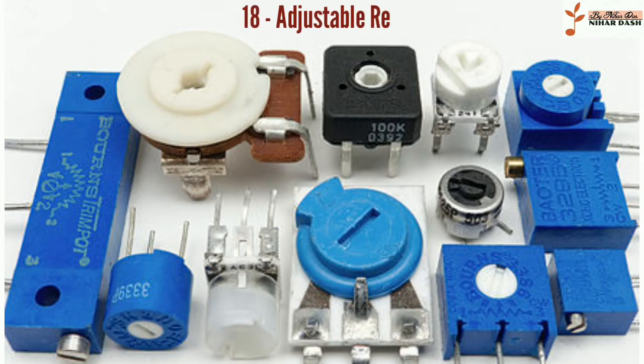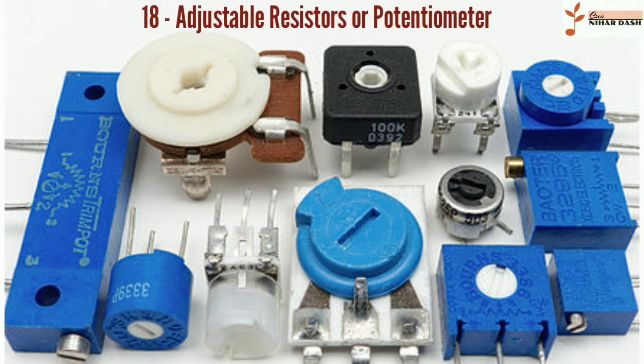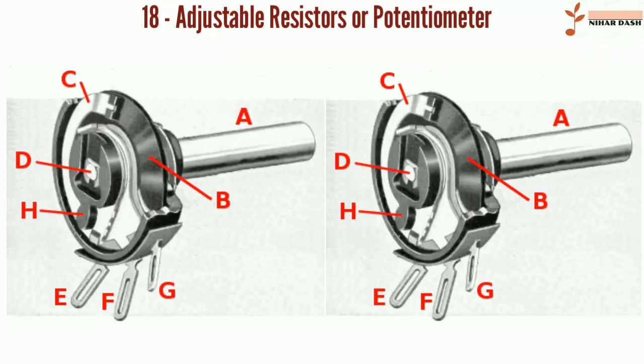18. Adjustable resistors or potentiometers. Typical panel mount potentiometer. Drawing of potentiometer with case cutaway, showing parts. A. Shaft. B. Stationary carbon composition resistance element. C. Phosphor bronze wiper. D. Shaft attached to wiper. E. and G. Terminals connected to ends of resistance element. F. Terminal connected to wiper.